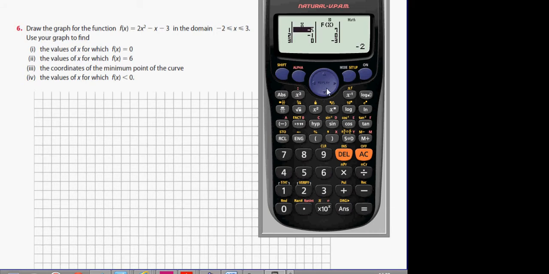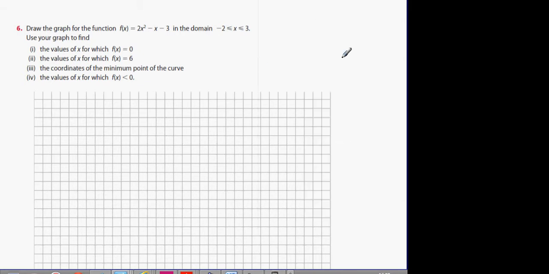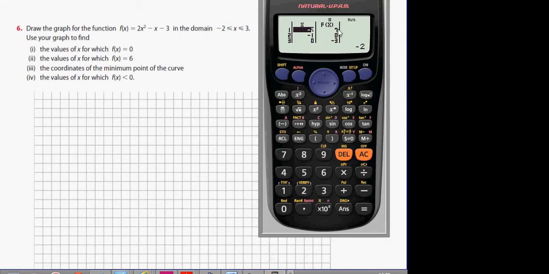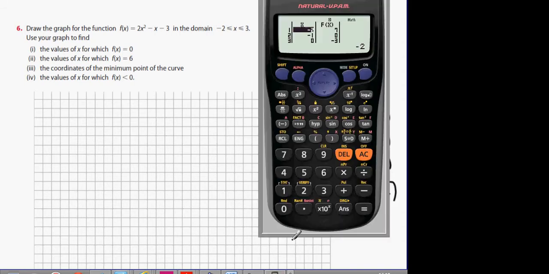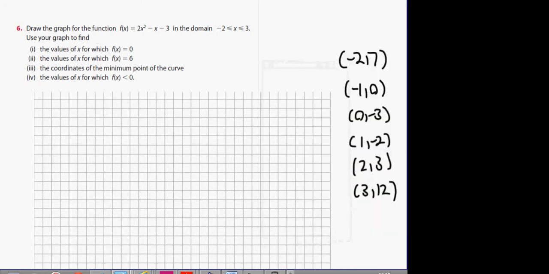So guys, what we're going to have is these points here. Has anybody got all these points listed out already? If so, can you call them out to me? The first one, if I remember correctly, was minus 2, 7. What about the next one? Minus 1, 0. Next one? 0, minus 3. 1, minus 2. 2, 3. And then 3, 12. Okay. Yeah, you're right. Now that this is done, we're going to draw.